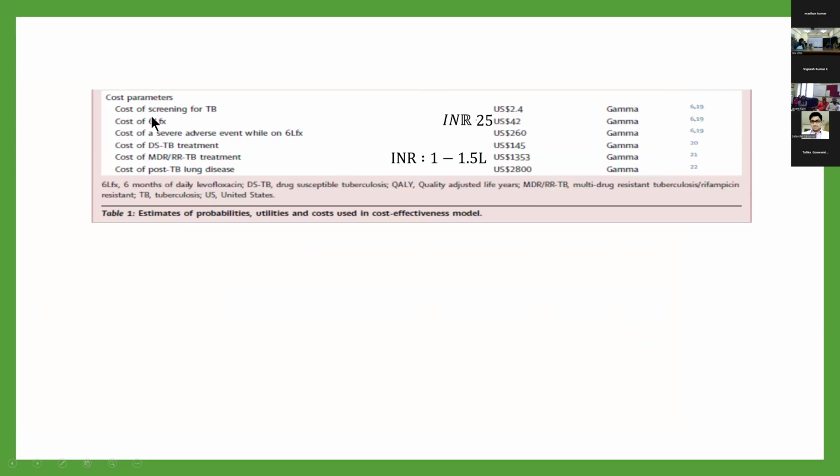So 6 months of levofloxacin for us, in US dollars, will come to around 25 US dollars, compared to 42 for them. For MDR treatment, we'd give a bedaquiline based regimen. In the government sector, in Indian rupees, it comes to around 4,000 rupees. But apparently, if you buy in the private sector, it comes to 1.15 lakhs. So 4,000 rupees comes to some 400 US dollars, and this will come to around a similar amount, a little more. So most of it is comparable to our setting also.